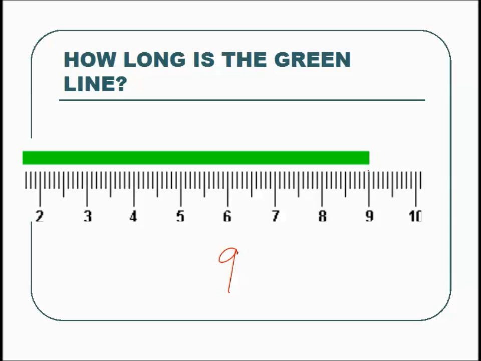So it is going to be point, and it's between the 0 and the 1, so it's going to be 0. Now, I can estimate how far it is between the 0 and the 1, and I'm thinking it's right on it, so it's going to be 9.00 centimeters. Don't be scared of the zeros. So this is the uncertain digit right here.